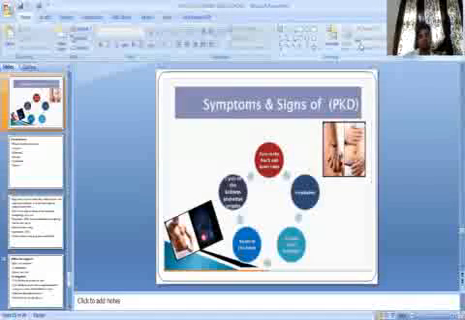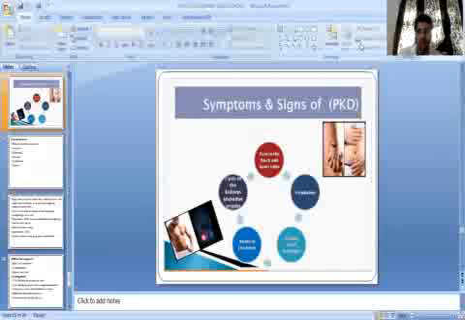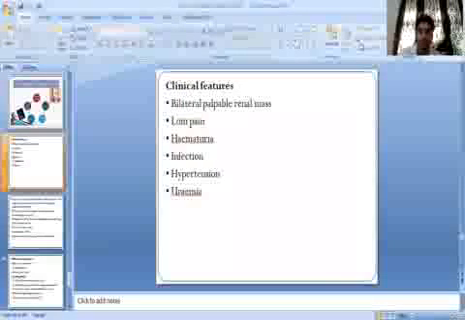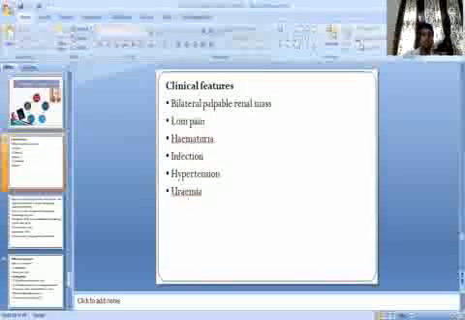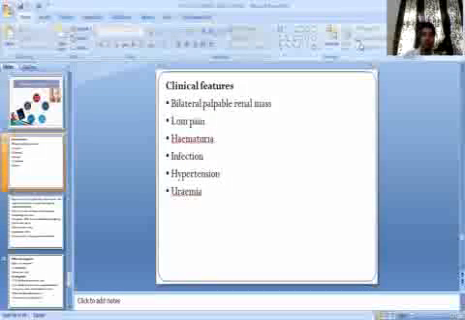Signs and symptoms of polycystic kidney disease: pain in the back and lower side, headaches, urinary tract infection, blood in the urine, and cysts in the kidney and other organs. Clinical features: bilateral palpable renal mass, loin pain, hematuria, infection, hypertension, uremia.